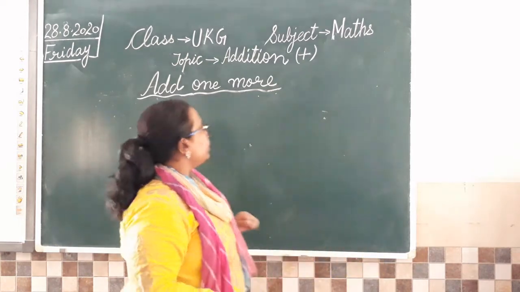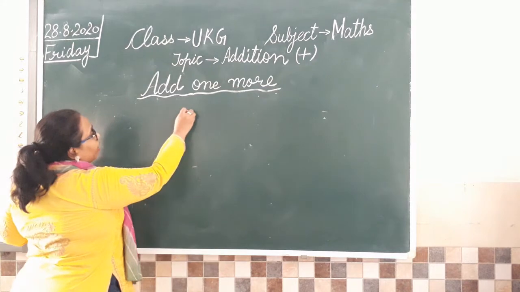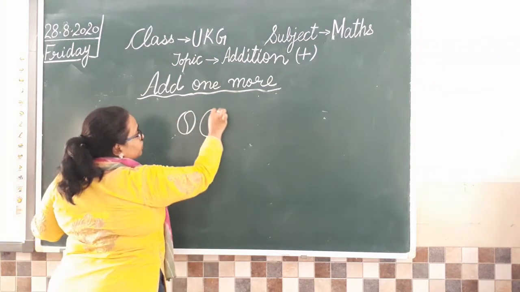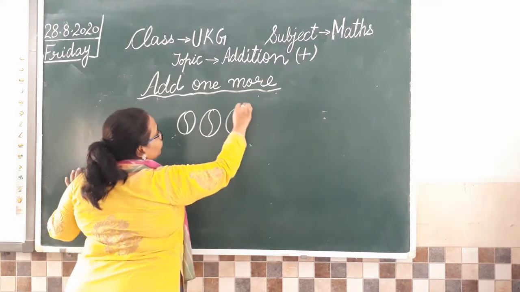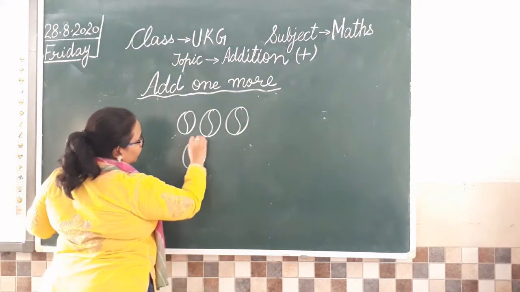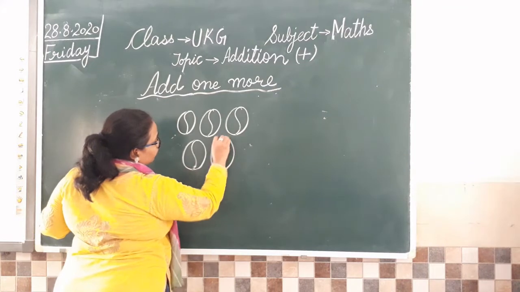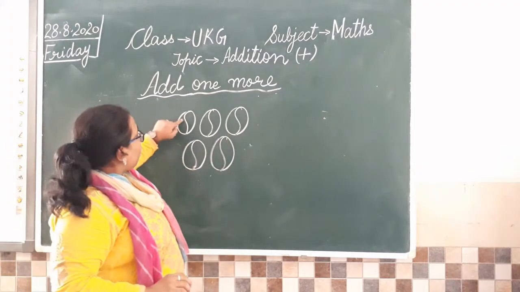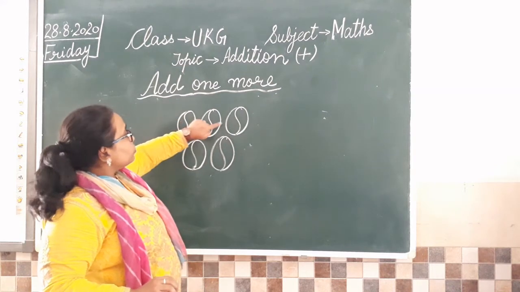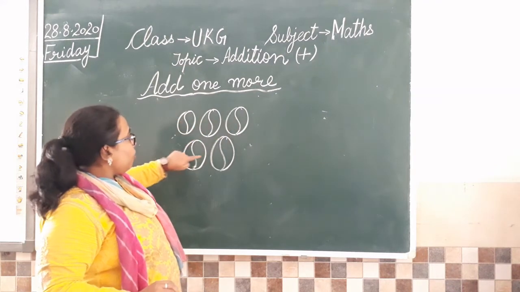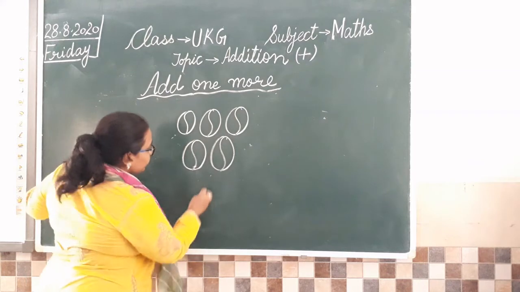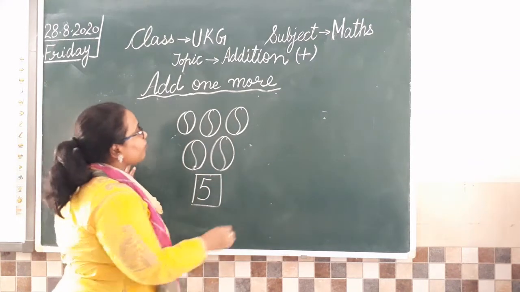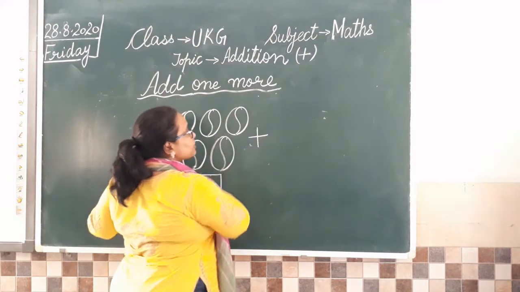For example, if I say I have 5 balls, 1, 2, 3, 4, 5. So how many balls do I have? 1, 2, 3, 4, 5. Clear? So I have 5 balls. These are the 5 balls I have. Now I am going to put a plus sign here.